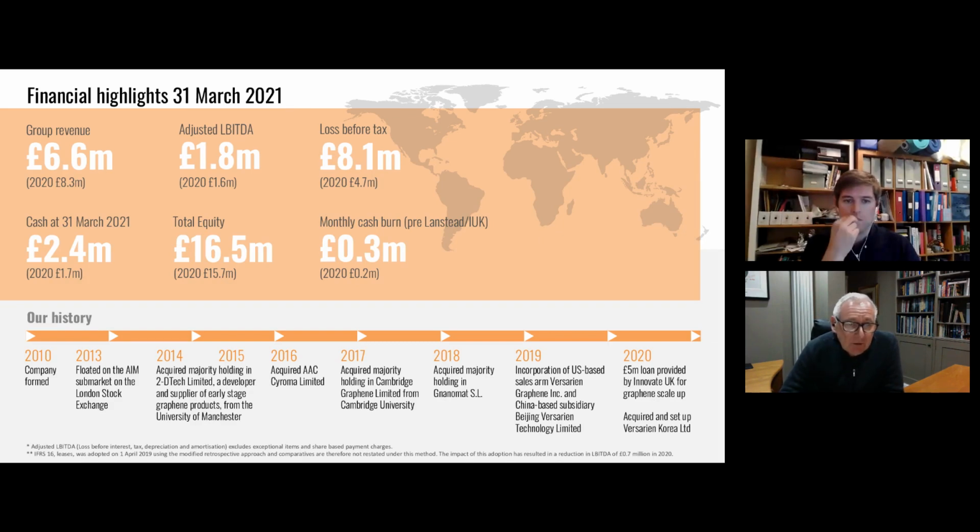We can see by looking at the group statement of cash flows at the year end that on average our monthly cash burn is about 0.3 million. We also know from looking at the balance sheet and the information in the annual report that at the year end we had bank balances of 2.4 million. We had headroom on our invoice finance facilities of 0.7 million. Just post the year end, we announced that Graphene Labs had taken some shares in VERSARIEN, which provided another 1.9 million. And we also stated at the year end the balance owing on the Innovate UK loan, which was 2.3 million, which means that there was another 2.7 million yet to draw.